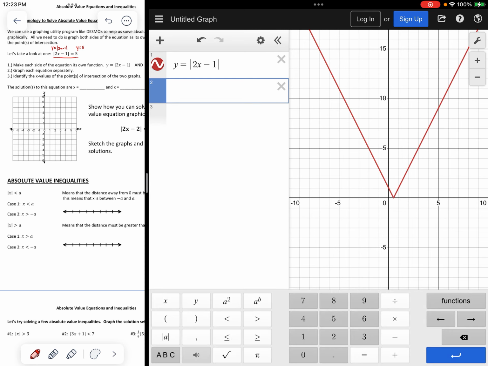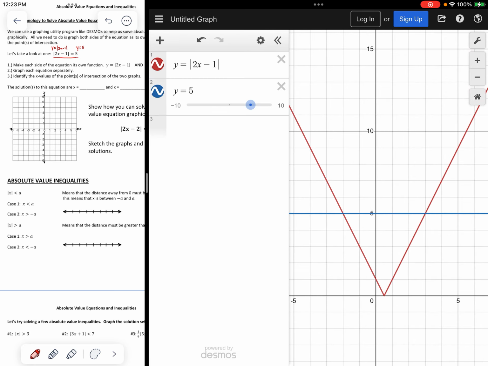Now, we're going to enter the other side of the equation that we had earlier, y equals 5. And you'll notice that a second graph pops up. You don't need to worry about those little blank spaces in that equation. You'll see there is a horizontal line at y equals 5. Now, if we examine these two graphs, we'll notice that they intersect, right? Since we're looking for where the absolute value of 2x minus 1 is equal to 5, we're looking for where their graphs are equal. And their graphs are equal at the points of intersection.